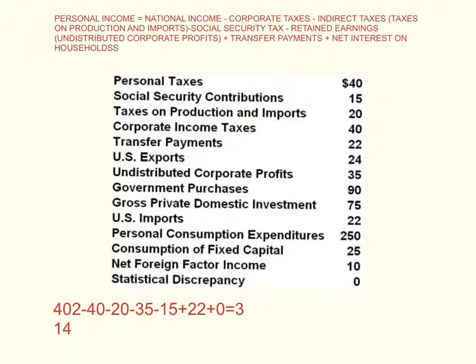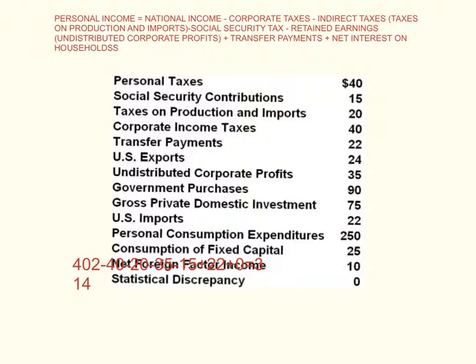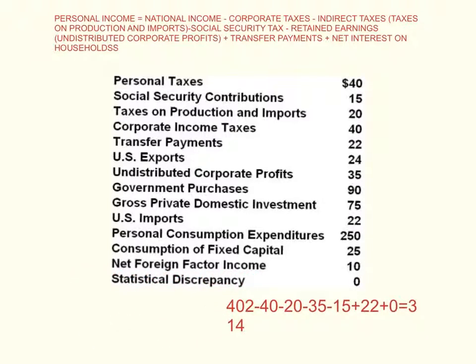I'm sorry it's showing up like that. That's 314. I can't make this bigger. That's 314. I'm going to just write it out again so you can see it's 314 for personal income.